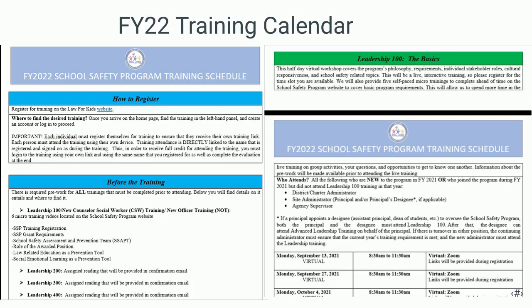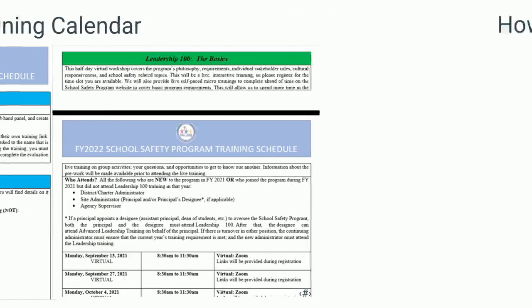This person can also see that in the Before the Training section, there is pre-work that they must complete before attending the training by going to the School Safety Program website and watching the micro-training videos. The pre-work information for every training year will also be provided in the confirmation email that will be sent when you sign up for your annual training.